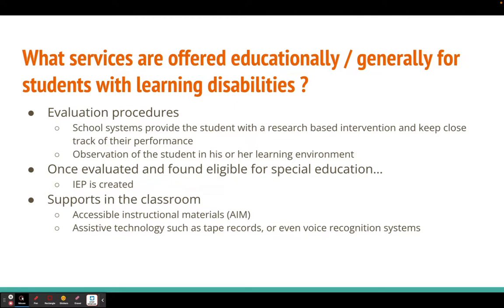And so, some general supports in the classroom, we'll talk about what we can do as teachers, but we need to make accessible instruction materials and assistive technology such as tape recorders, or even voice recognition systems, right? If a student can't read very well, but they can understand if it's explained to them. If they can't write very well, but they completely understand the concept and can talk about it verbally, showing a really deep understanding, then we should provide ways that they can still show that they're learning. Disability does not mean that if they can't do it in the general class, we're not going to help them at all.